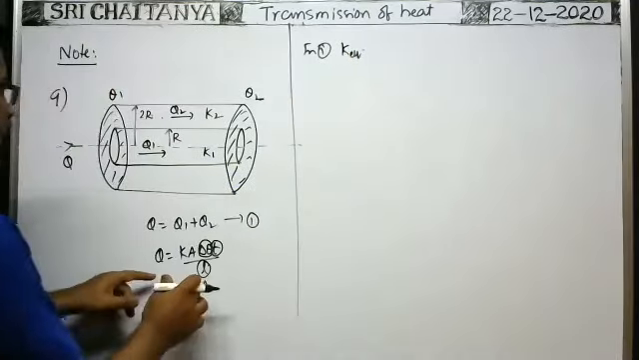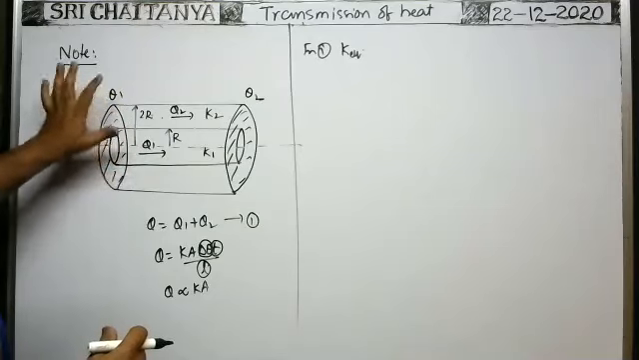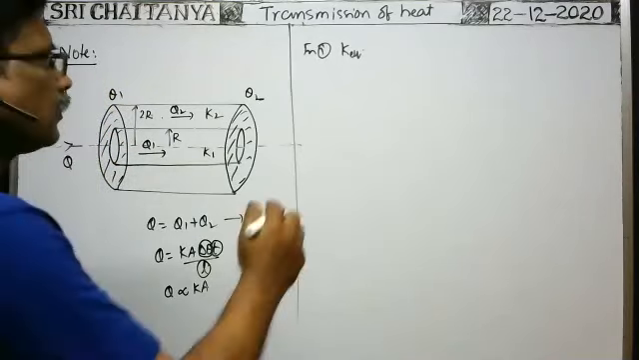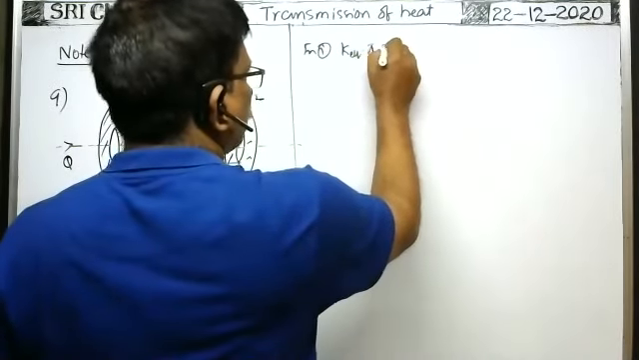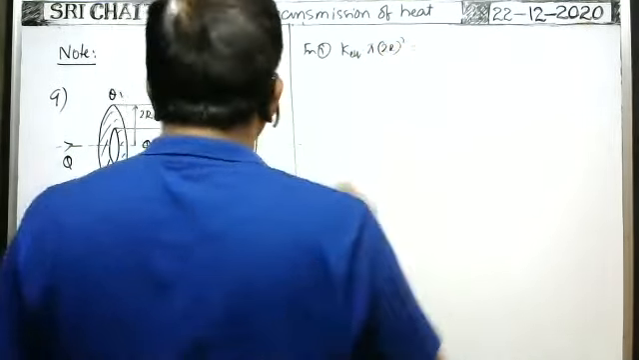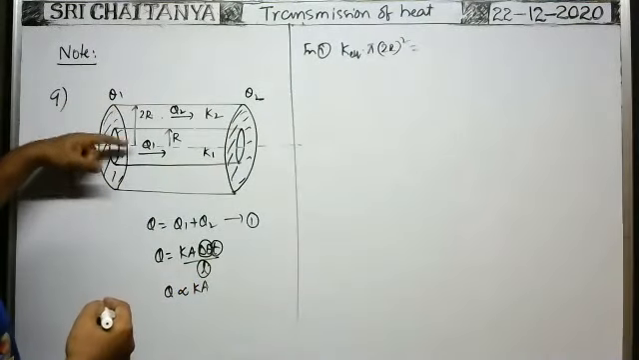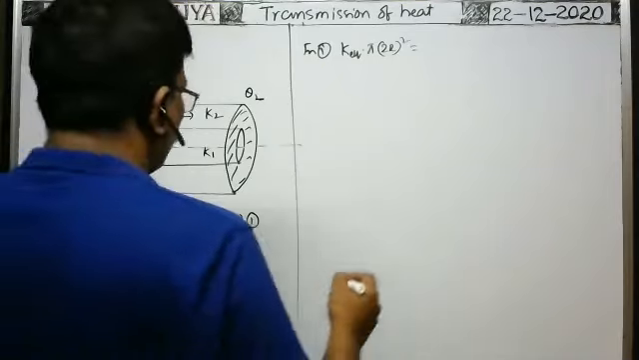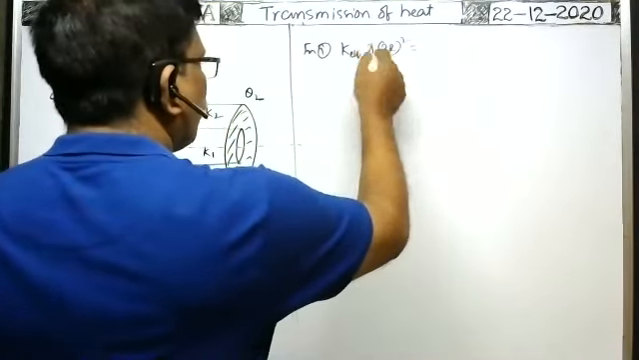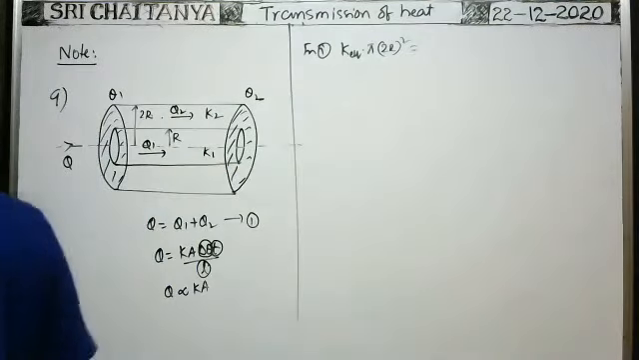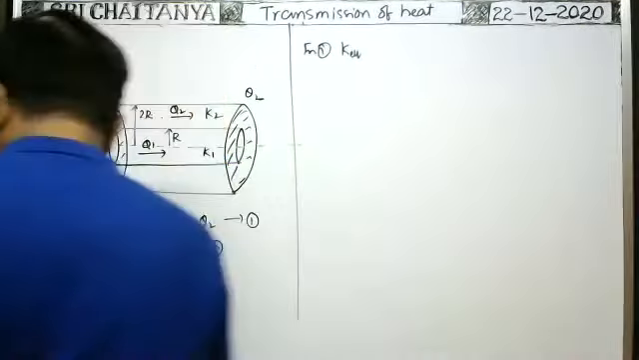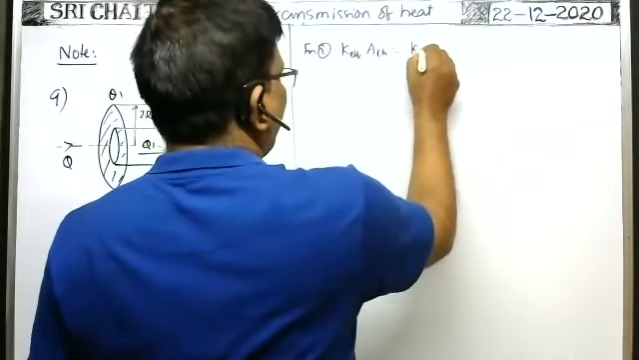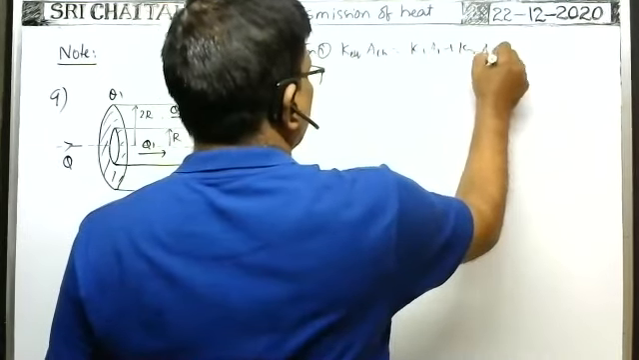What is the effective area of cross section? The area of cross section of this entire cylindrical system is equal to pi into 2r whole square. So pi into 2r whole square you write. First you write the formula and then you substitute the data. K effective into A effective is equal to K1 A1 plus K2 A2.